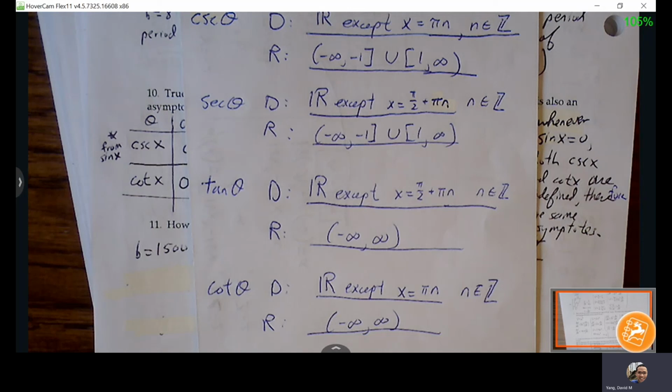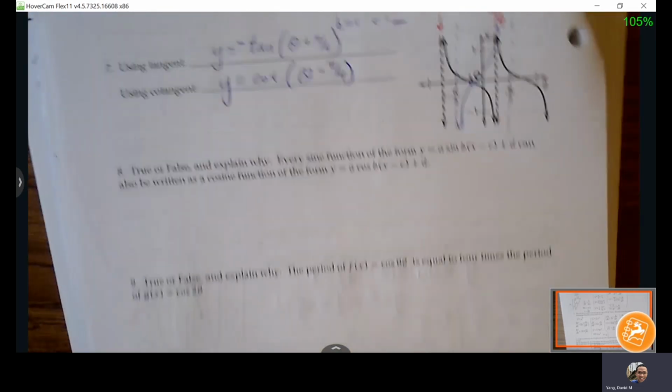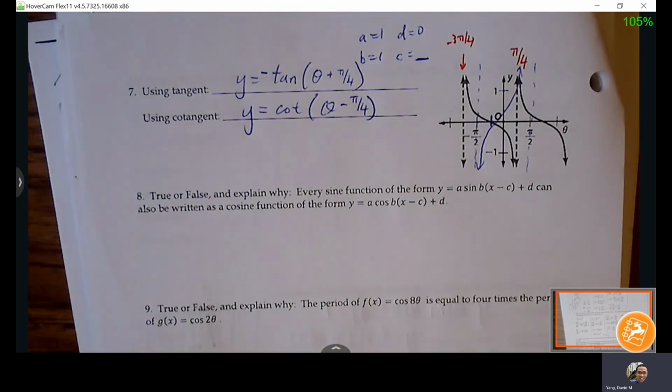It would still be just to the right. No. So Thursday. So you're asking about which one? You're asking about tangent or cosine? One second.